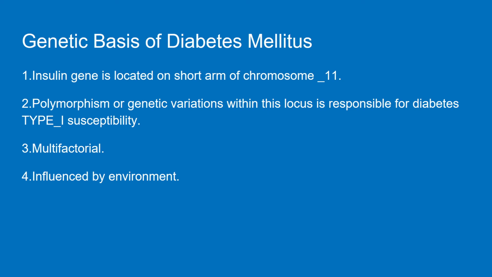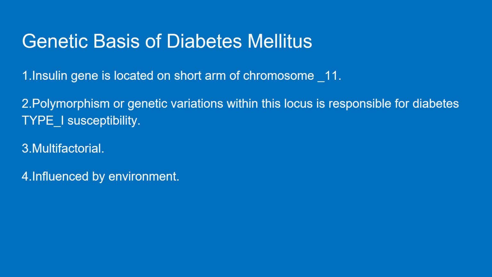Now, it has been discovered that diabetes mellitus is multifactorial. That is, diabetes mellitus is no more due to just a single recessive gene. Rather, it is polygenic. What is polygenic? That is, two or more pairs of genes control this trait.